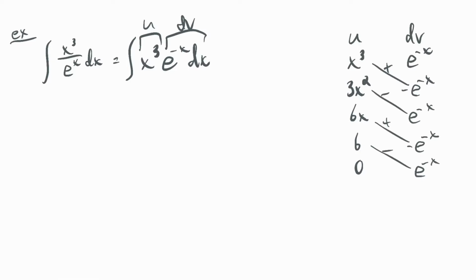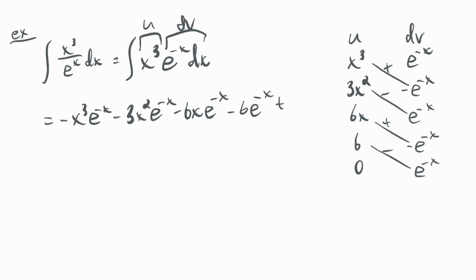So for this one, I'm going to have plus x cubed times negative e to the negative x. Okay. For this one, I'm going to have minus 3x squared times e to the negative x, okay, and so forth. So this equals negative x cubed e to the negative x, right, minus 3x squared e to the negative x, minus 6x e to the negative x, minus 6e to the negative x, plus c.